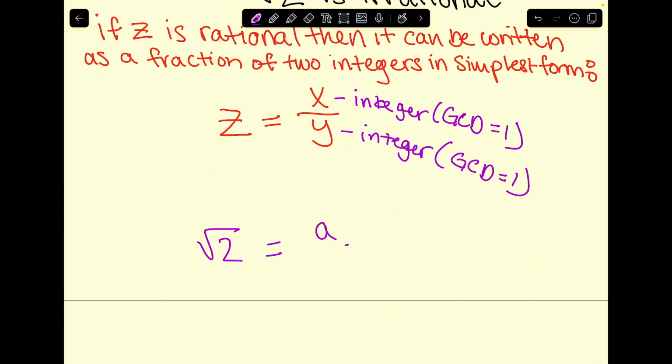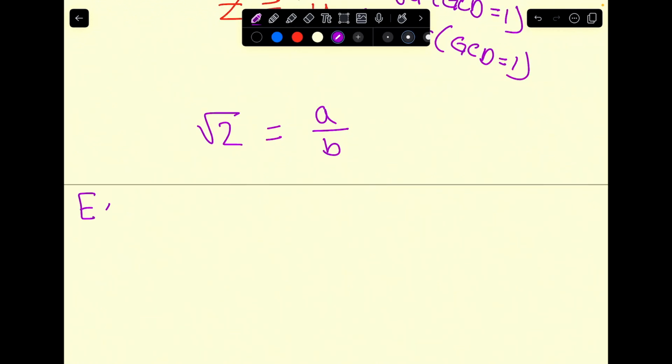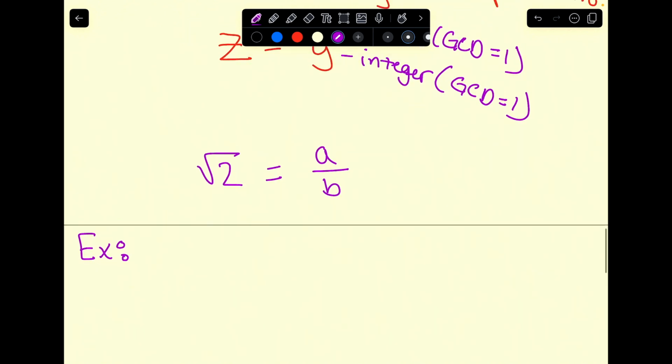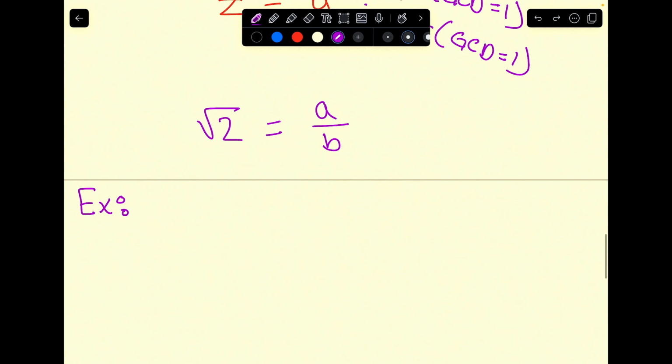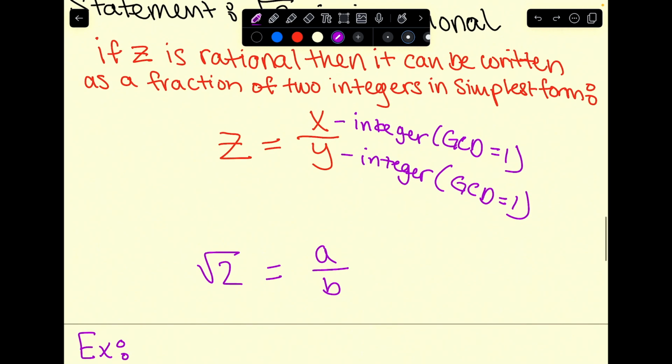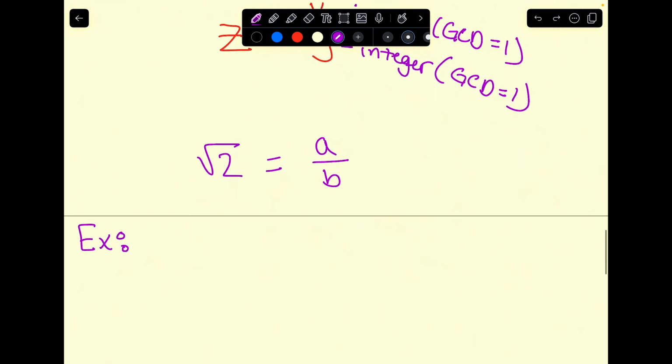We're going to use a and b instead of x and y so that we can keep them separate and not get confused in our proof. Essentially, we're going to start off by assuming that square root of 2 is rational, so it can be written as a over b, a fraction, where the same rules apply. A and b are both integers and their GCD is 1. So let's look at some examples of rational numbers so that you can understand what it means when we're representing a number as a fraction with a GCD of 1. It can all be very complicated talking in terms of letters, so let's look at some more literal examples.